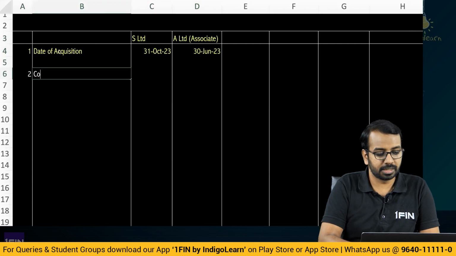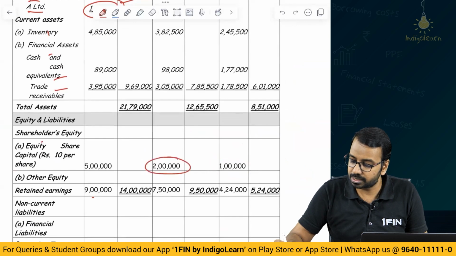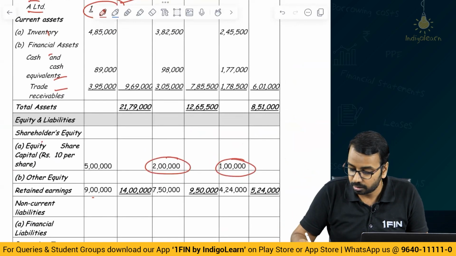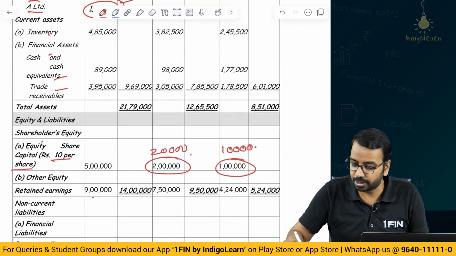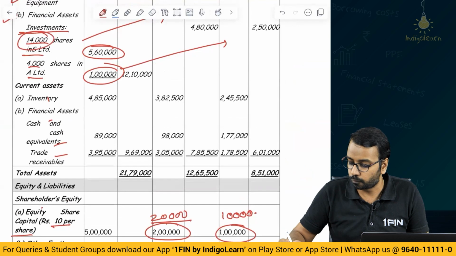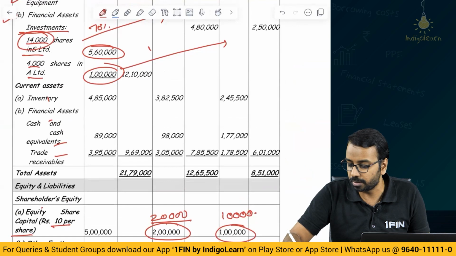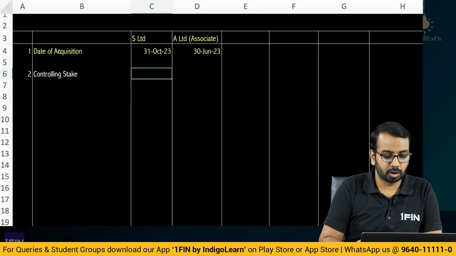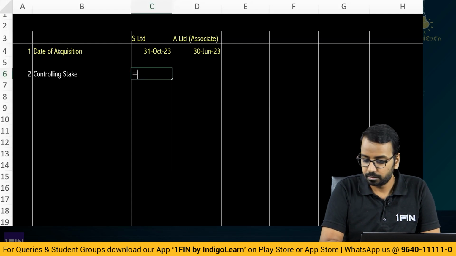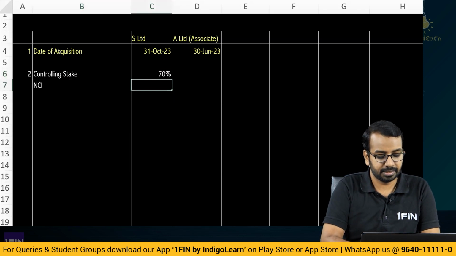Then controlling stake. Now, if you look at the question, they say 2 lakh shares and 1 lakh in terms of total value. Per share value is 10. So here we have 20,000 and here we have 10,000 shares. Now, out of 20,000, this entity holds how much? 14,000. So 14,000 out of 20,000 becomes a 70% stake, and 4,000 out of 1 lakh becomes a 40% stake. So the controlling stake in S Limited is 14,000 divided by 20,000, that comes to 70%, and non-controlling stake is 30%.